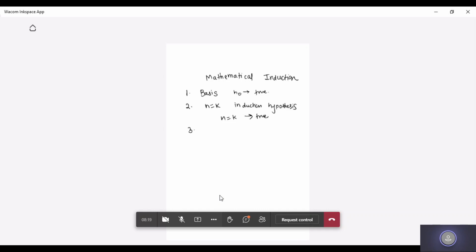The next step, the last third step, is to prove that if n is equal to k and for n0 also the statement is true, then n is equal to k plus 1 would be true. That we need to prove, and that step is the induction step. So these three steps we had discussed in the last lecture. We had solved a simple problem based on mathematical induction, showing how to solve a problem step by step using mathematical induction.